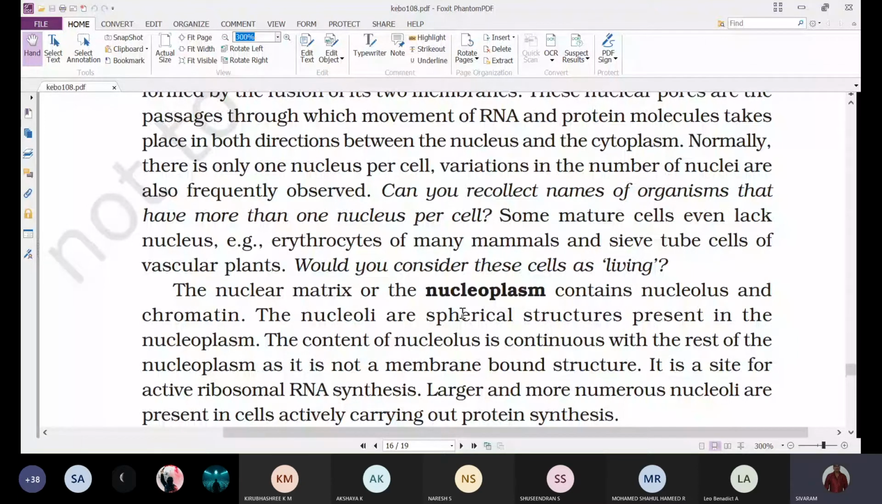So that is erythrocytes of many mammals and sieve tube cells of vascular plants do not have a nucleus, but still they are living. Would you consider these cells as living? Yes, these cells are considered living because they consist of cytoplasm, which is the site for different metabolic activities.